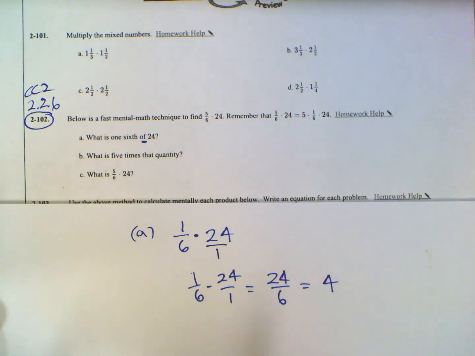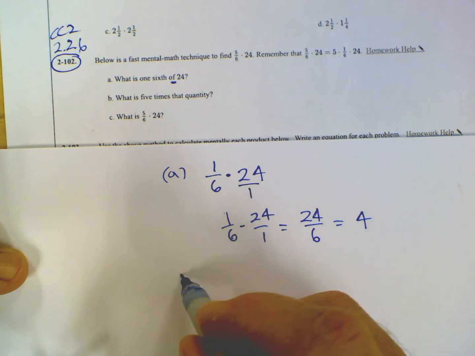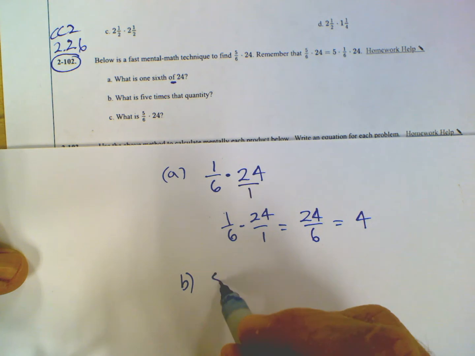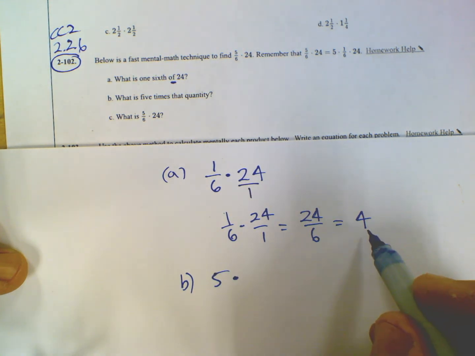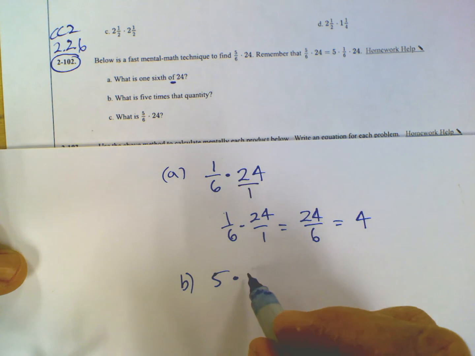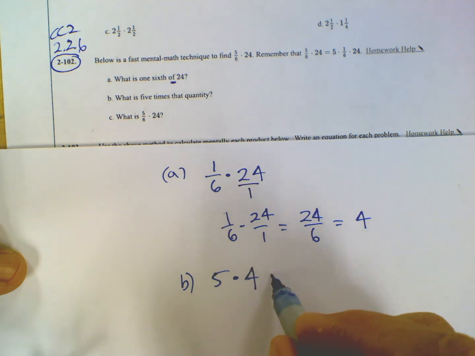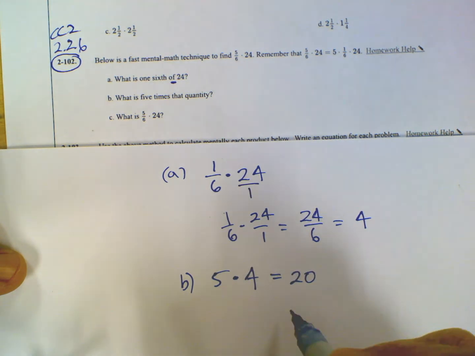Okay, and then B goes ahead and says, what is 5 times that quantity? Well, that quantity is the 4, right? So they want to know what is 5 times 4. Well, 5 times 4 is 20.